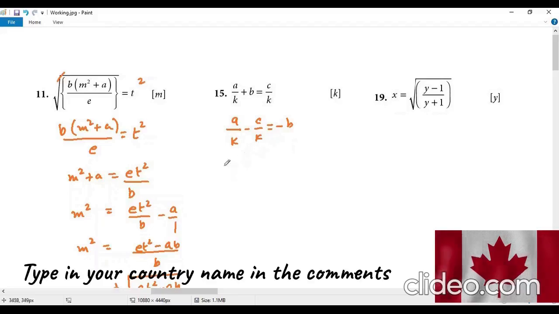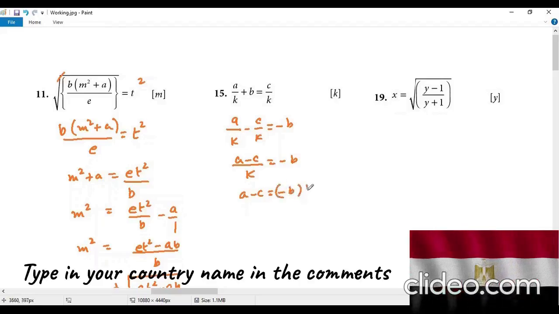Now in here k is common, and I will write a minus c equals negative b. A minus c is going to be negative b times k. So I will keep k over here like this, and a minus c will be negative b. Something like this is going to be your final answer.